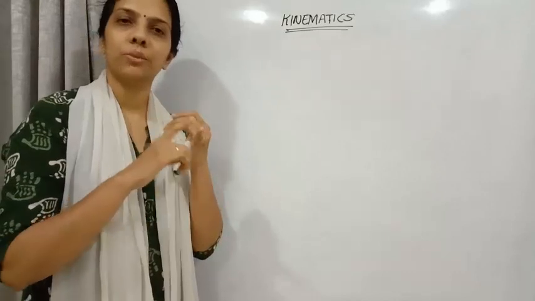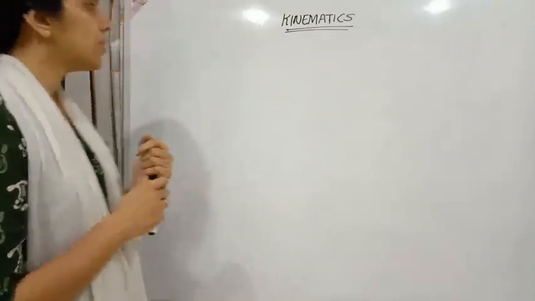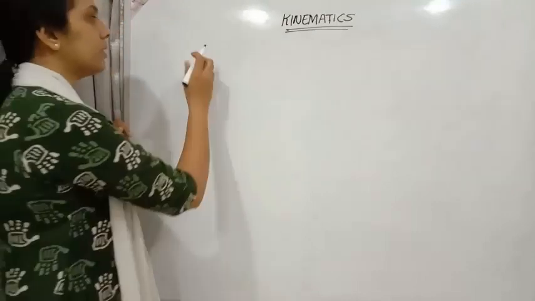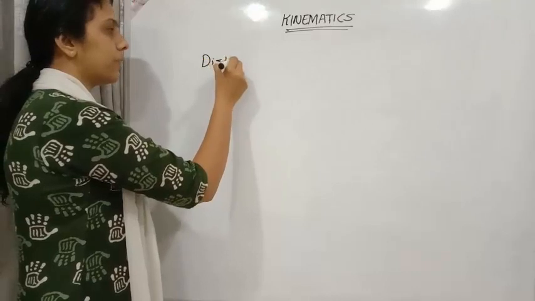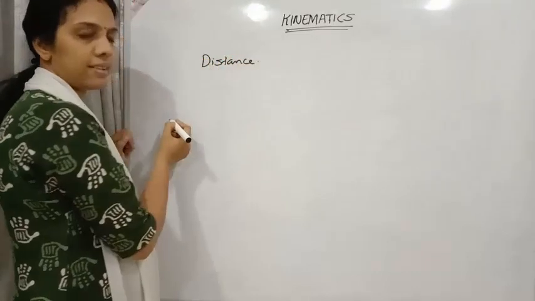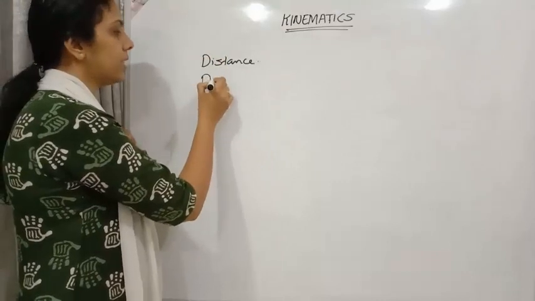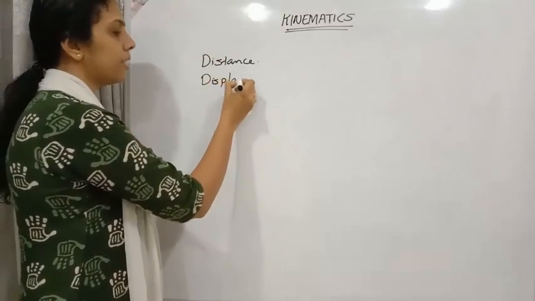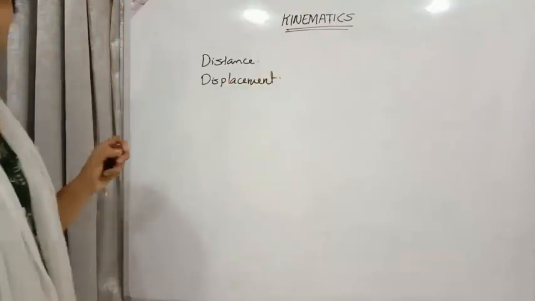Kinematics means motion in one dimension, and two dimensions will be there. First we are going to consider what is distance. Definitions you know very well. Distance is the total distance travelled, the length of the path travelled by the object. Displacement is the distance between the final position and initial position.